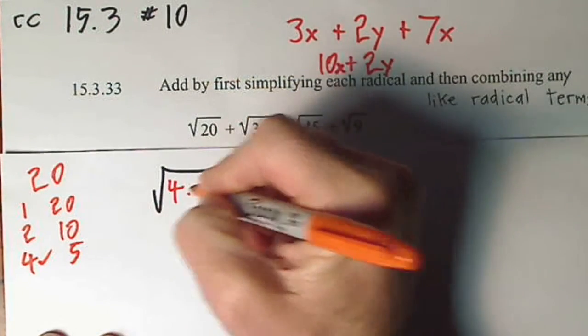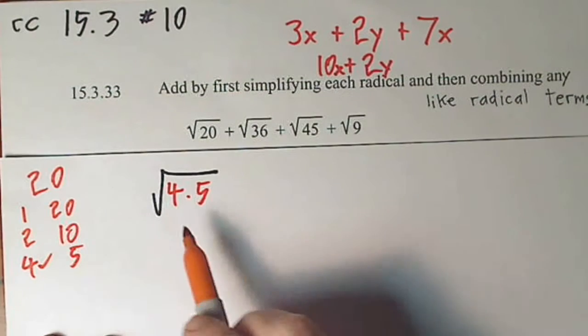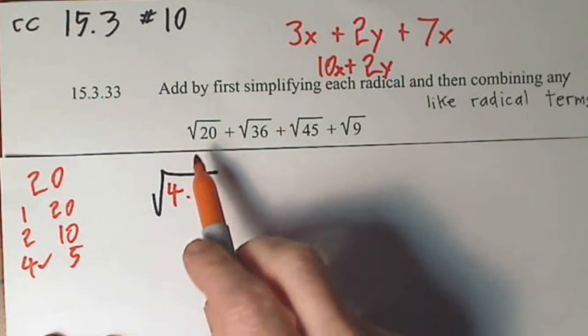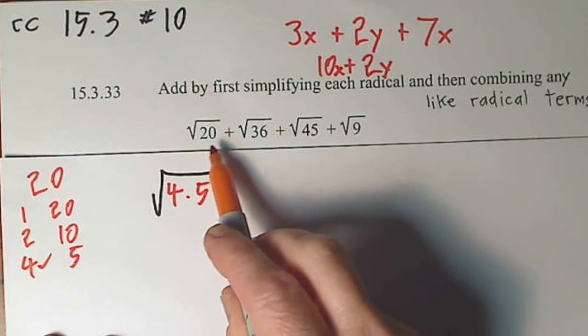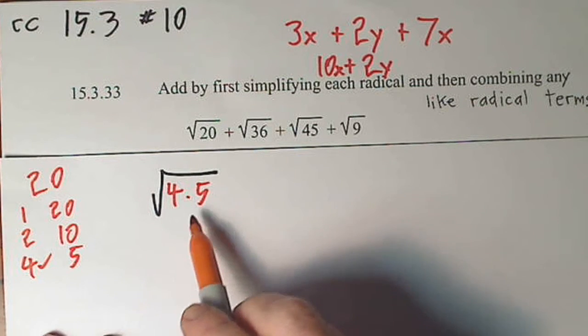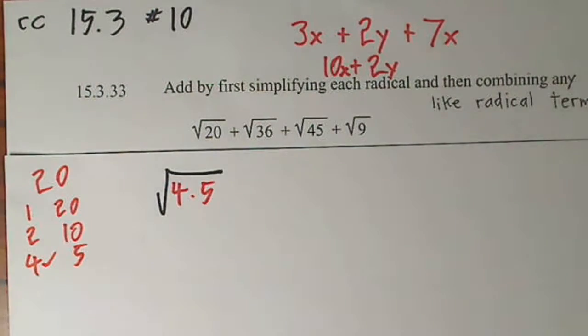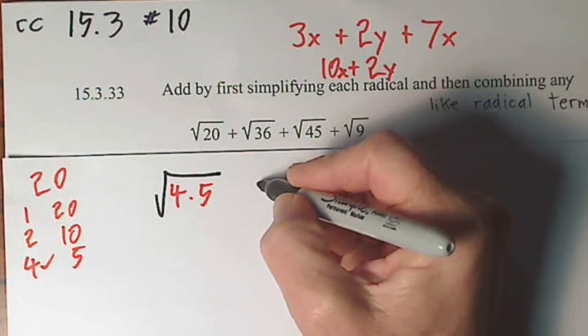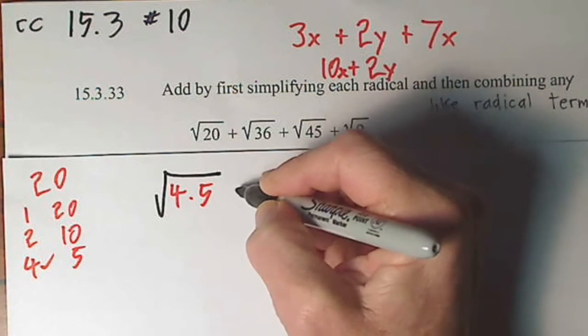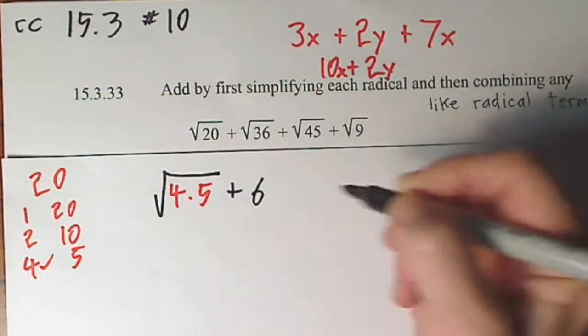All right. So I'm going to rewrite radical 20 as 4 times 5. Notice this is still under the radical. I haven't taken the square root. I haven't changed the value of anything. I've just rewritten the number 20 as 4 times 5. Okay. For our plus radical 36, the square root of 36 is 6. So we can just say plus 6.